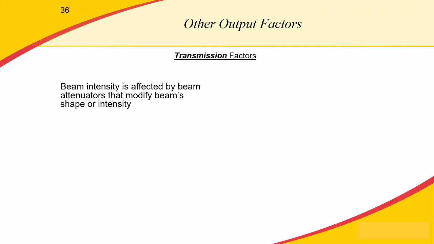Also, there are transmission output factors. So the beam intensity is affected by any attenuator that modifies the beam's shape or intensity. So anything you physically attach to the machine that interacts with the beam and modifies its intensity should be accounted for in some form of a transmission factor.